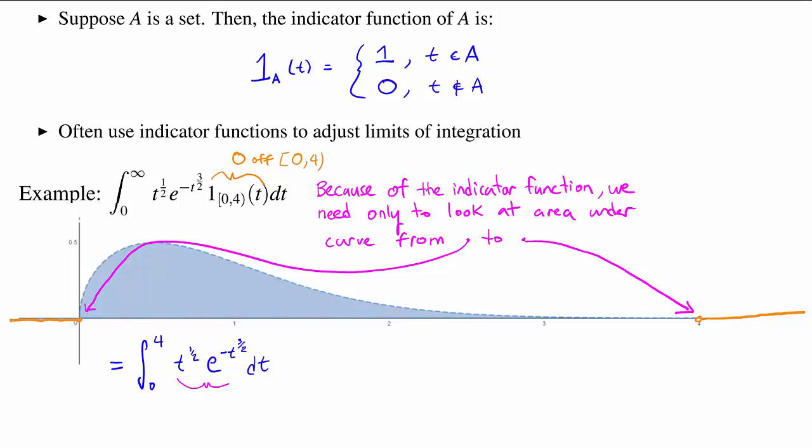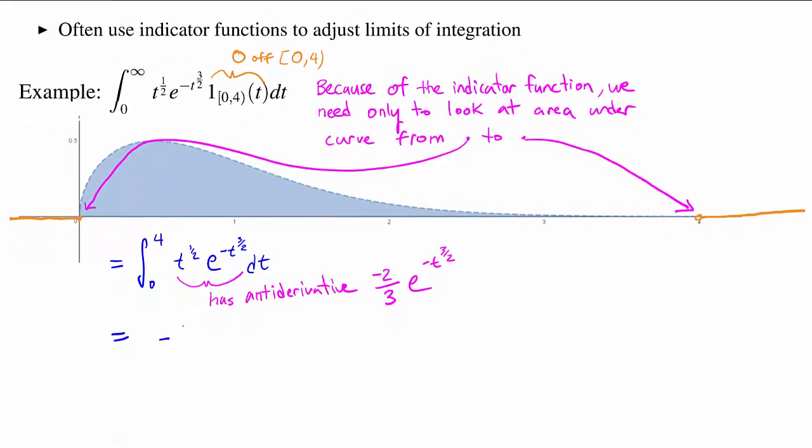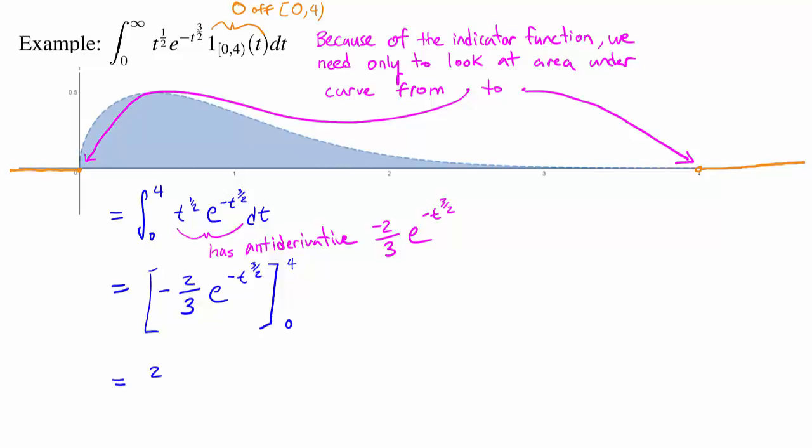But we know that t^(1/2) e^(-t^(3/2)) has a nice antiderivative, which is -2/3 e^(-t^(3/2)). So we can evaluate this Riemann integral now using the antiderivative. We evaluate it positively at 4 and negatively at 0. The result is that we get 2/3 times 1, from evaluating it negatively at 0. The negative in front of the 2/3 cancels with the negative from the lower limit. So 2/3 times (1 minus e^(-8)). When you plug 4 in and take 4 to the 3/2, you get 8.